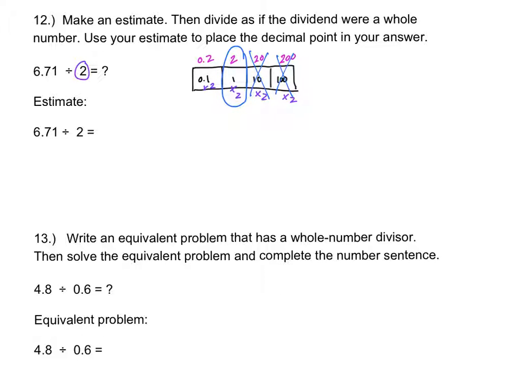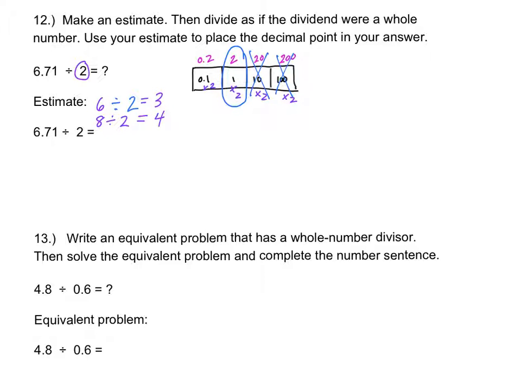Or we could go with the more standard way to estimate. I always suggest you keep the divisor the same and you find a friendly number or a number that can be divided by 2 pretty easily. And we could go here, we could do 6, or if you want, we could even do 8 divided by 2, and that gives us an estimate somewhere around 3 or 4.